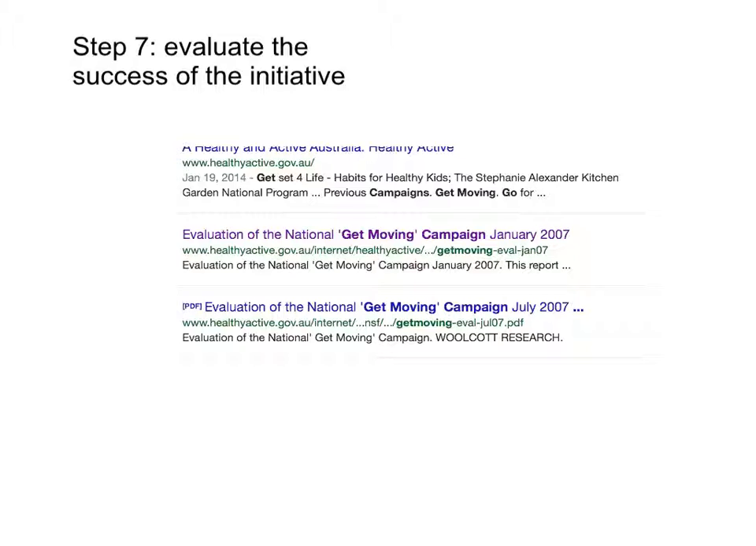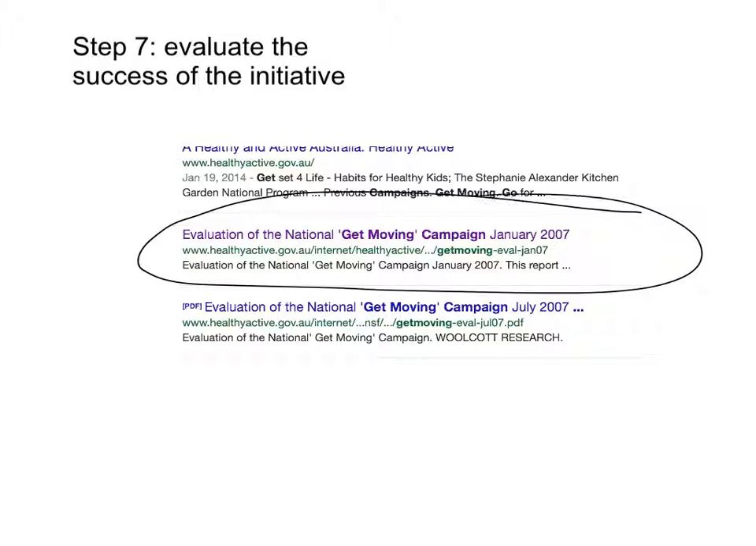It asks you to evaluate the success of the initiative. Now, with my Get Moving campaign, I just had to do a quick search, and even on the website for the Get Moving campaign, because it has been a while since it's been done, I found this link. If you search for evaluative evidence of your campaign, you may find some information.